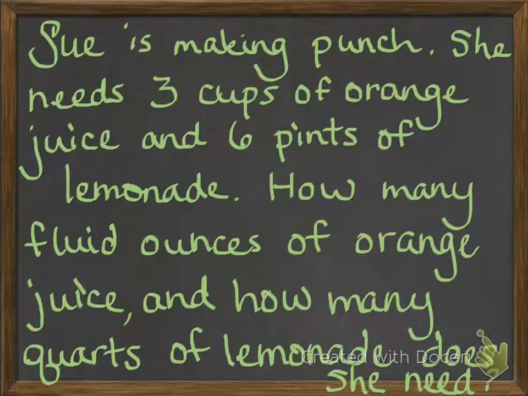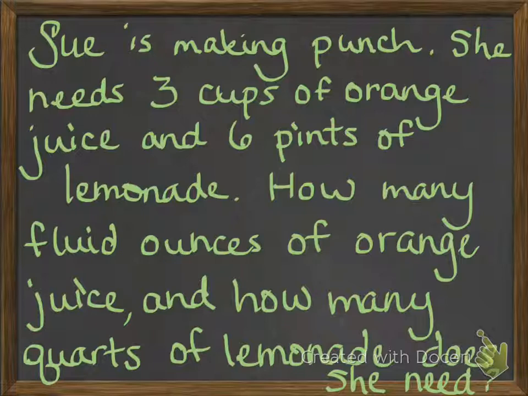Okay, here is our practice problem. Sue is making punch. She needs 3 cups of orange juice and 6 pints of lemonade. How many fluid ounces of orange juice and how many quarts of lemonade does she need? This problem is about capacity. It means how much of something in volume.